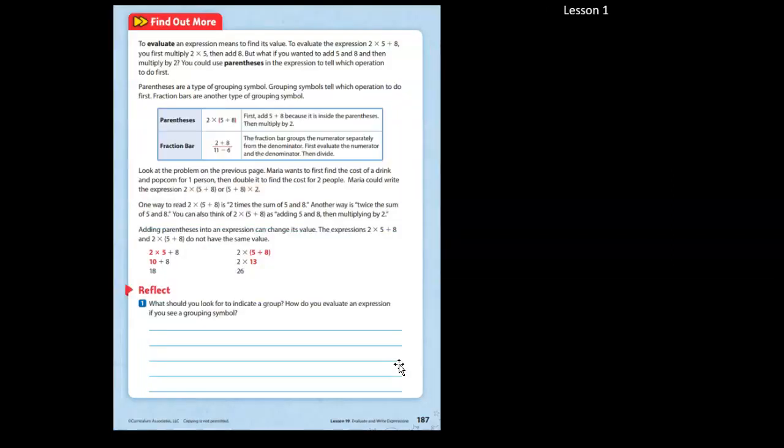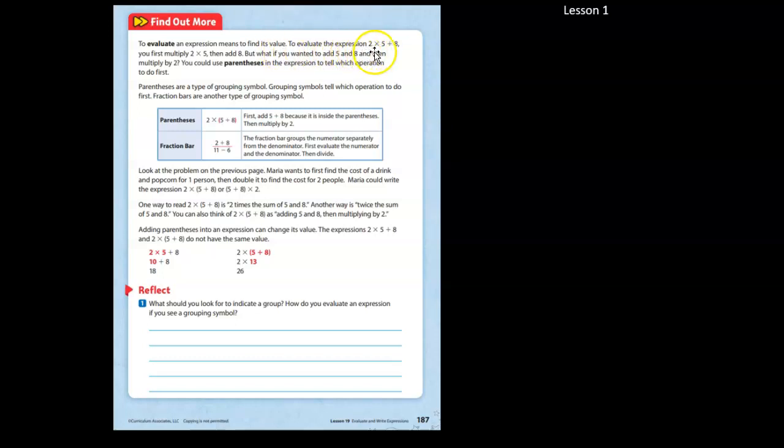Next page. To evaluate an expression means to find its value. Remember, we already talked about that vocabulary. Evaluate means we're going to go ahead and answer it. So when you have an expression, it doesn't have an equal sign, but when we say go ahead and evaluate it, then you have to find the answer.